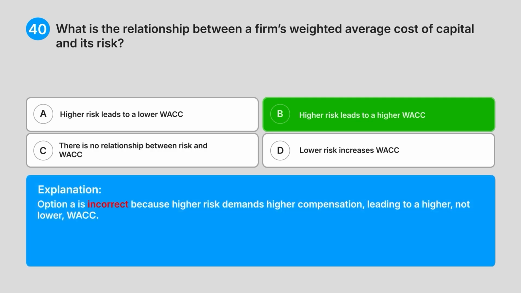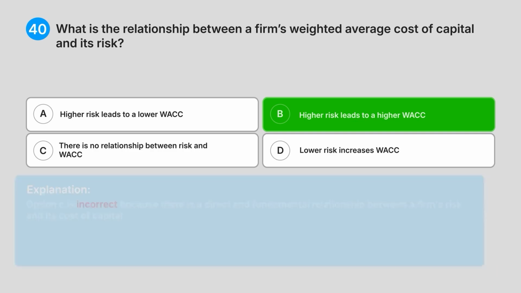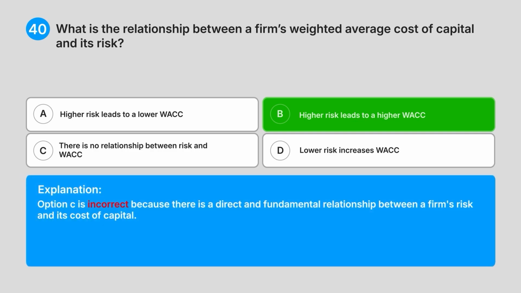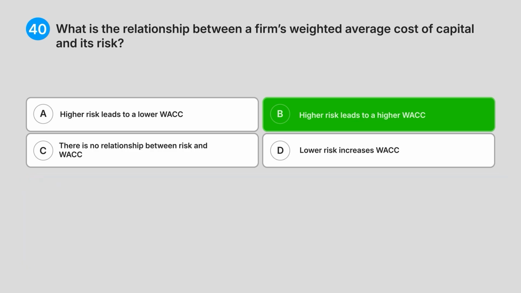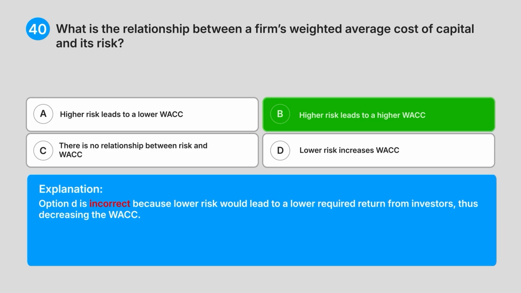Option A is incorrect because higher risk demands higher compensation, leading to a higher, not lower WACC. Option C is incorrect because there is a direct and fundamental relationship between a firm's risk and its cost of capital. Option D is incorrect because lower risk would lead to a lower required return from investors, thus decreasing the WACC.